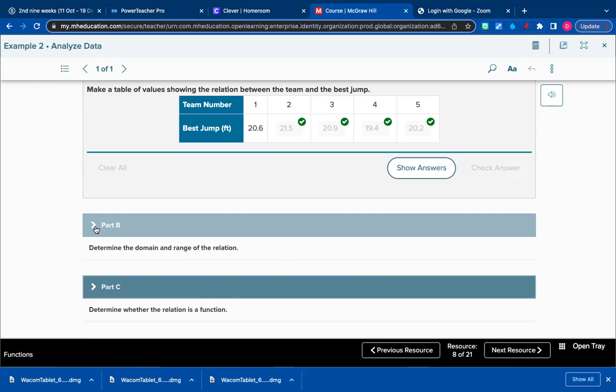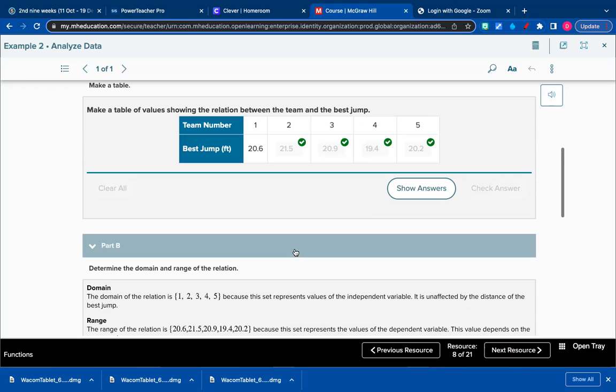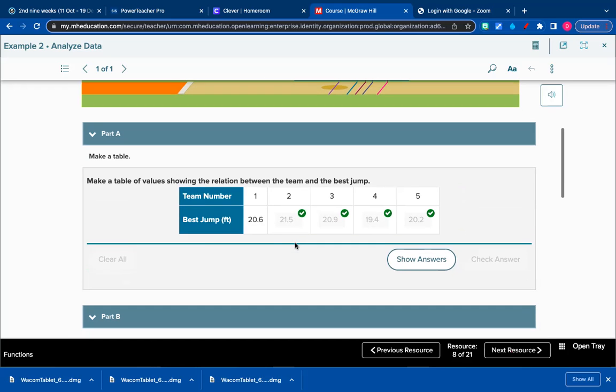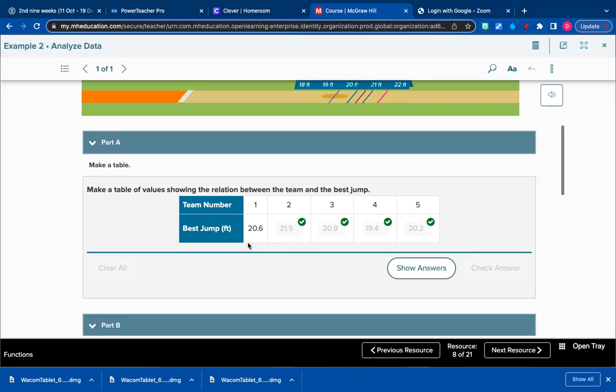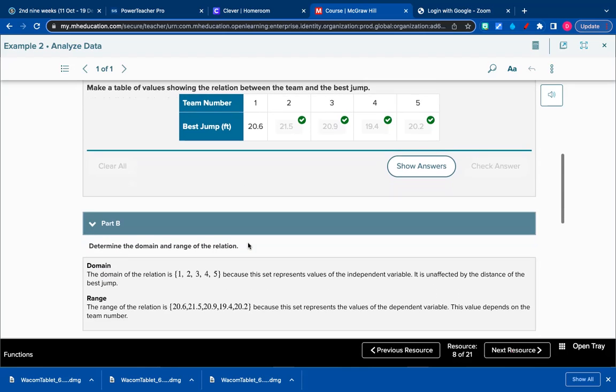Part B. What's the domain and the range? Well, look, we already have it set up on our table, right? The domain, our independent value, is the team number, right? The team number doesn't depend on how far they jumped. It's not dependent on anything. It's just our team number. The best jump depends on which team it is. So the best jump is our dependent value. So our domain is 1, 2, 3, 4, 5, that set of numbers. Our range is these values, 20.6, 21.5, 20.9, 19.4, and 20.2.